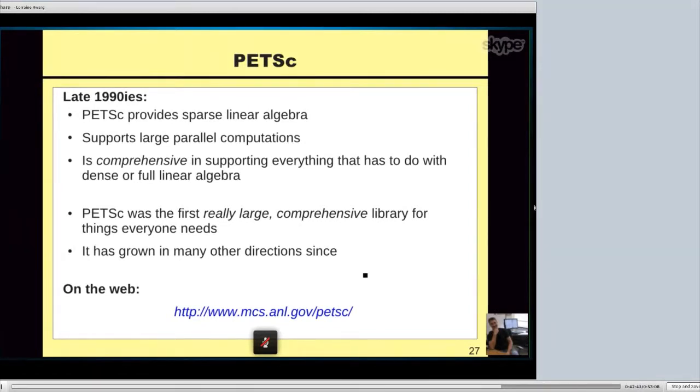And so if you want to find it on the web, it has sort of an obscure address. You'd think that petsc.org was taken, but that's not true. You actually have to surf over to the Argonne National Lab, so anl.gov/petsc. And if you Google for it, it's the first hit as well.